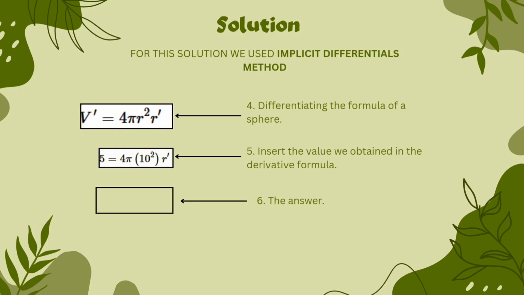For the fourth step, we differentiate the formula of a sphere, which gives V' = 4 π r² r'. r' is what we have to find in this solution. The fifth step is to insert the values we have obtained into the derivative formula, which is 5 = 4 × π × 10² × r'. Lastly, we find r', and the answer is 1/(80π) cm per minute.